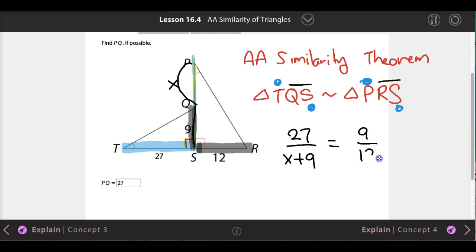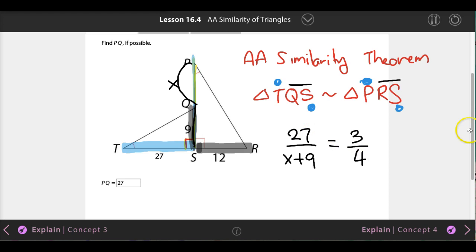RS is 12. Okay, so we gotta cross multiply again, but before we do that, to make it easier, can we simplify 9 over 12? Yes, we can divide the top and the bottom by 3, and so that would actually give me 3 over 4, right? So let me go ahead and make it simple and put 3 over 4 over here instead of 9 over 12, okay? Because the ratios of the corresponding segments have to be the same. So we don't have to put the exact measure. If it's simplified form, just a ratio, that's good enough.